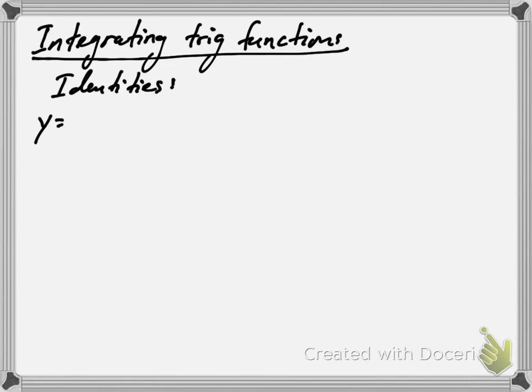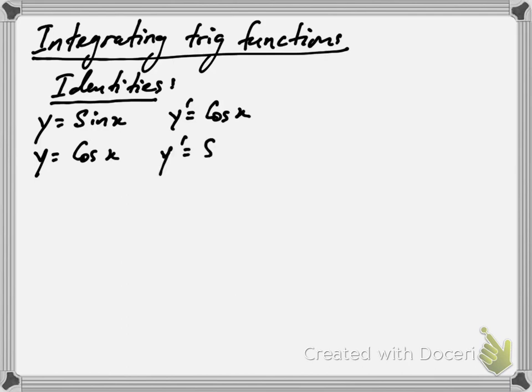Alright, let's have a look at integrating trigonometric functions. So let's have a look at identities first. If you have y is equal to sine x, y dash would be equal to cos x. This is just from the list of identities you get on the formula sheet. And if you have y is equal to cos x, then y dash equals negative sine x. Then if your y equals tan x, y dash equals sec squared x. So you can use tan x is equal to sine over cos, and then use the quotient rule, and after simplifying, you end up with sec squared x.